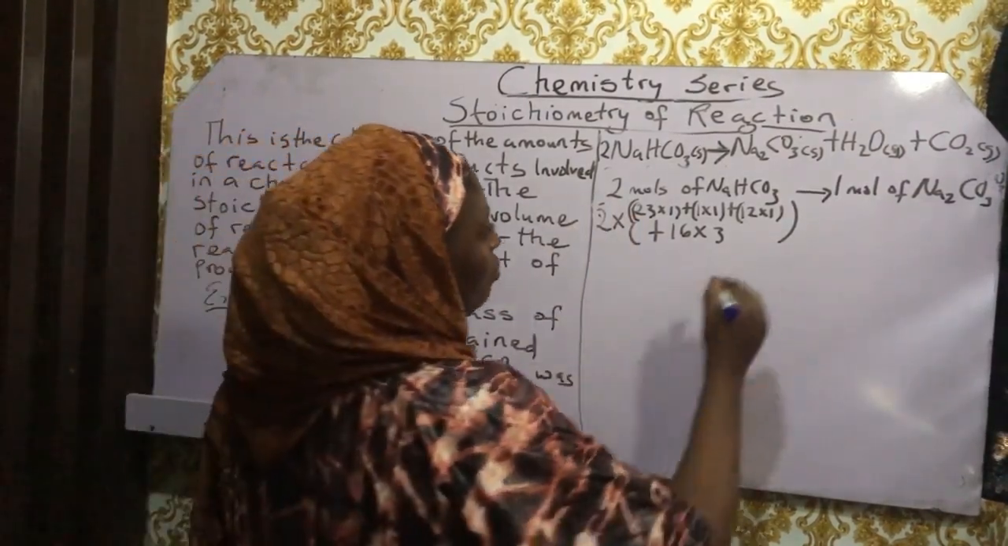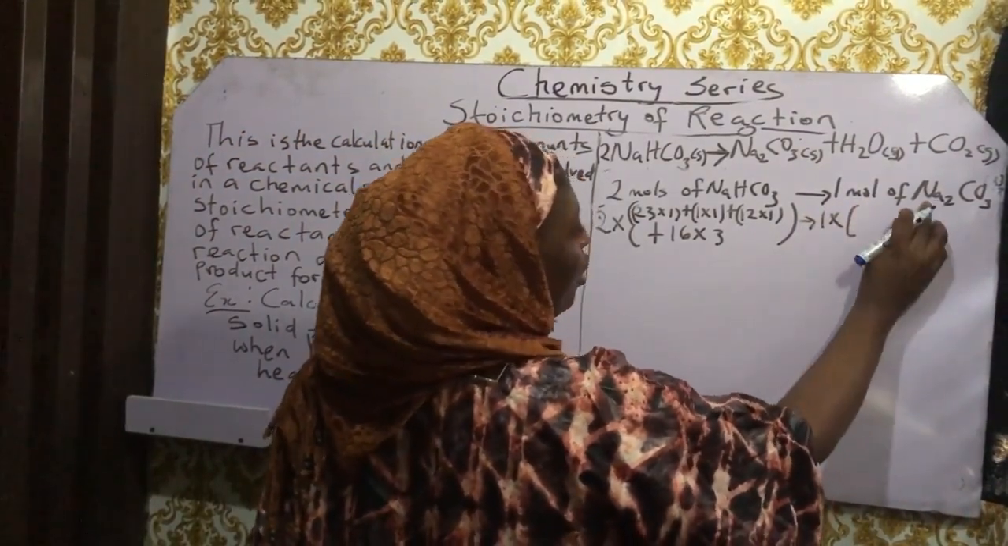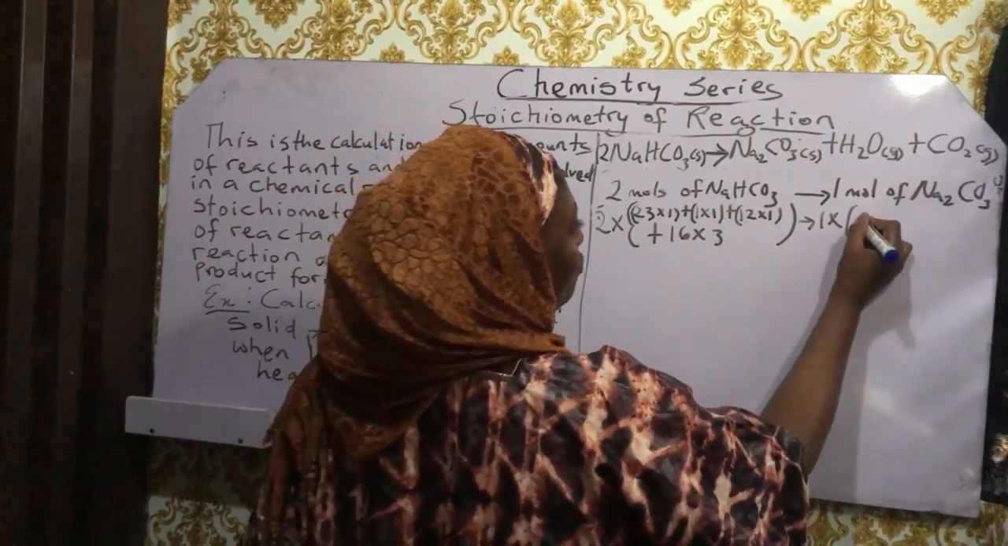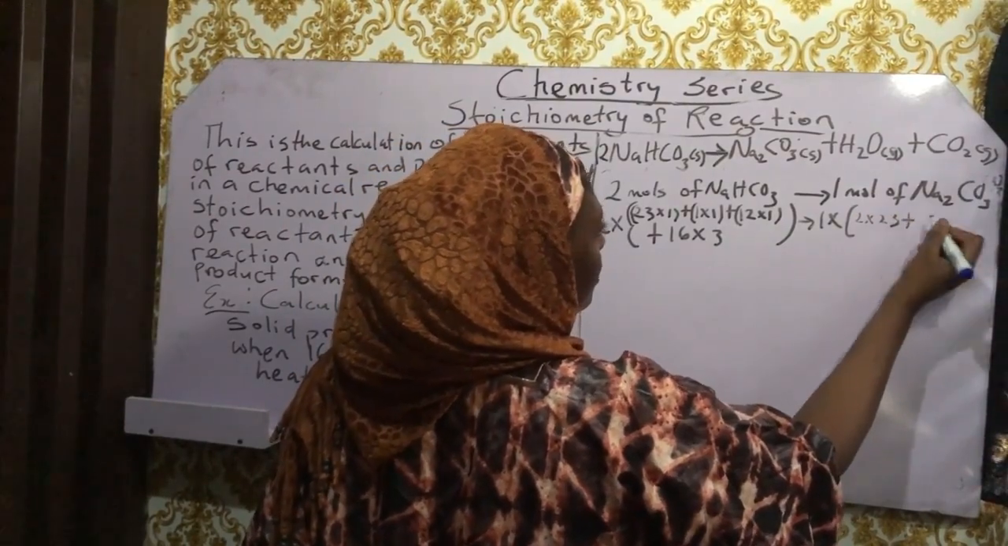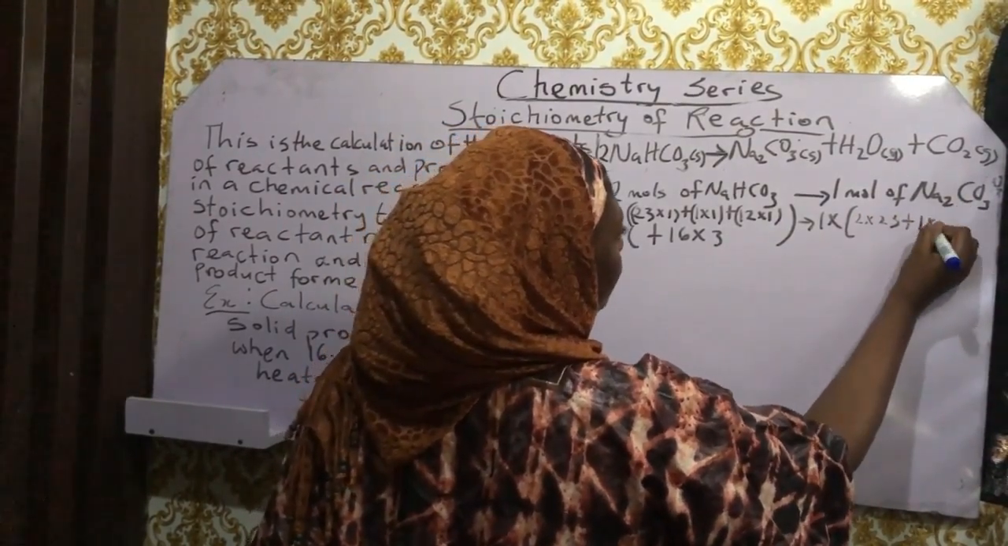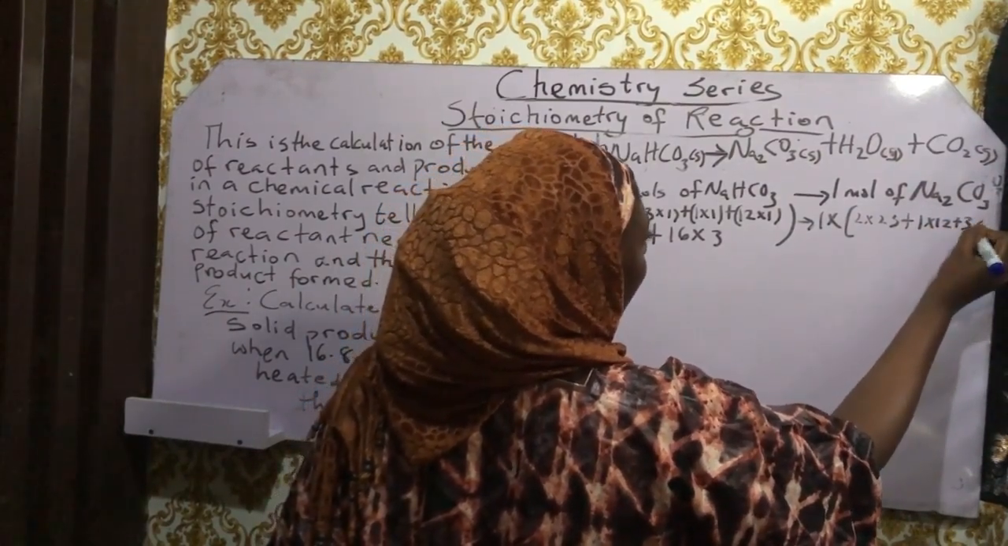Now let's move on to this. 1 mole, that is 1 times: sodium is 23, and we have 2 atoms of sodium, that is 2 times 23, plus 1 atom of carbon, 1 times 12, plus 3 atoms of oxygen, that is 3 times 16.